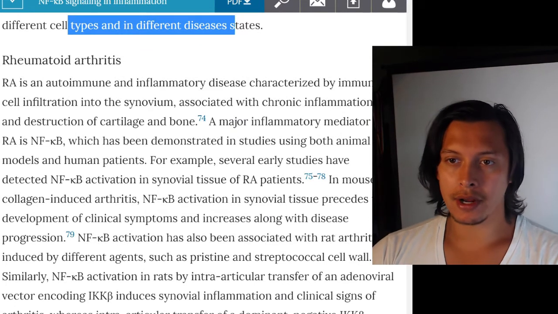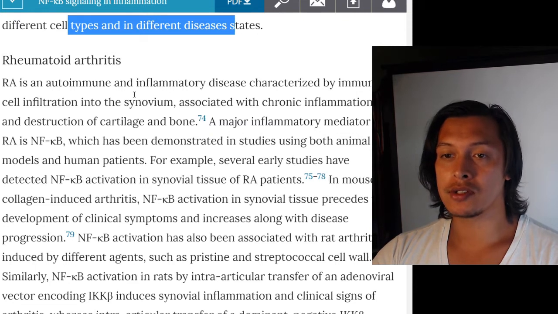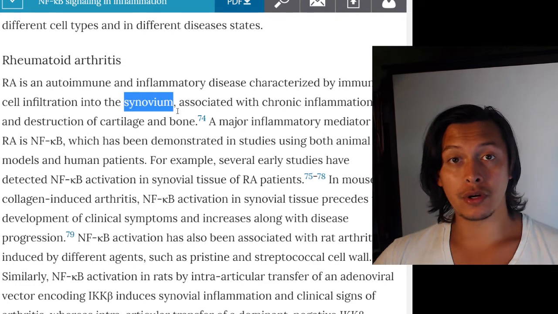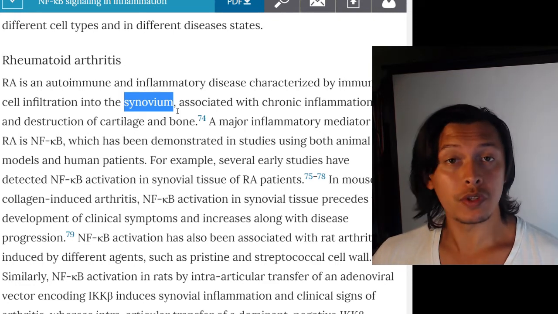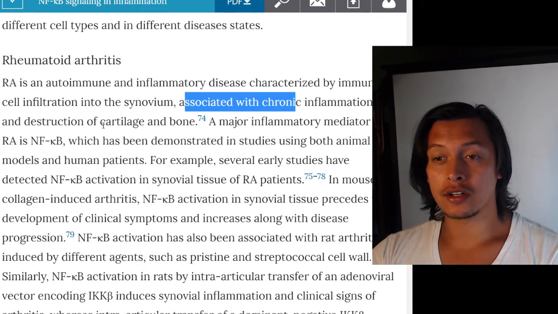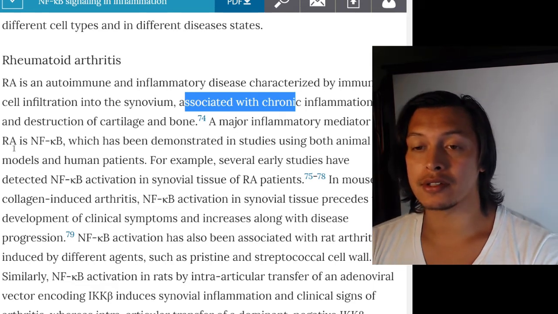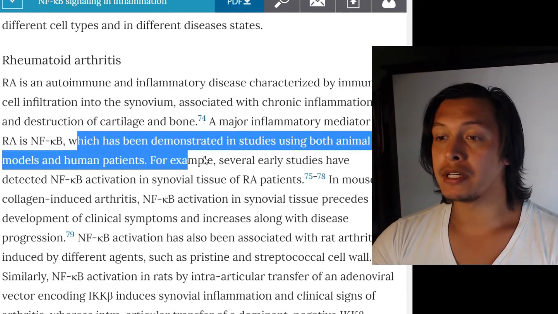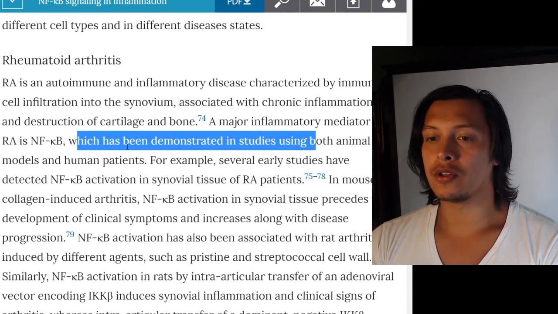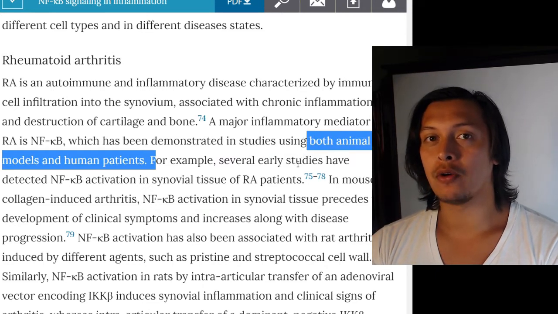So rheumatoid arthritis is an autoimmune and inflammatory disease characterized by immune cell infiltration into the synovium, the synovium being the fluid within your joints. And this is associated with chronic inflammation and destruction of cartilage and bone. A major inflammatory mediator of rheumatoid arthritis is nuclear factor kappa B, which has been demonstrated in studies using both animal models and human patients. So that's what we like to see when we have in vivo examples of how they're playing a role.